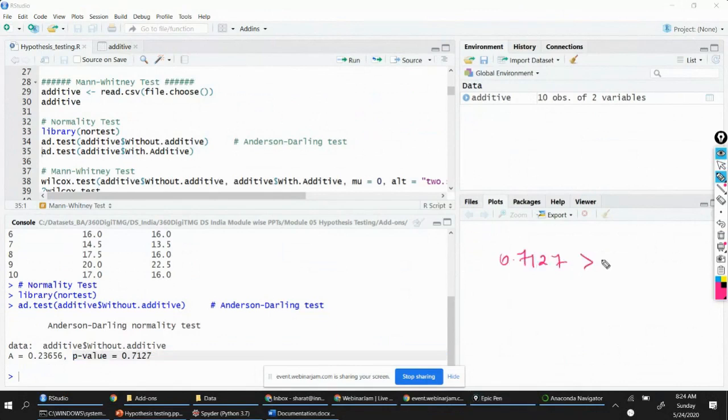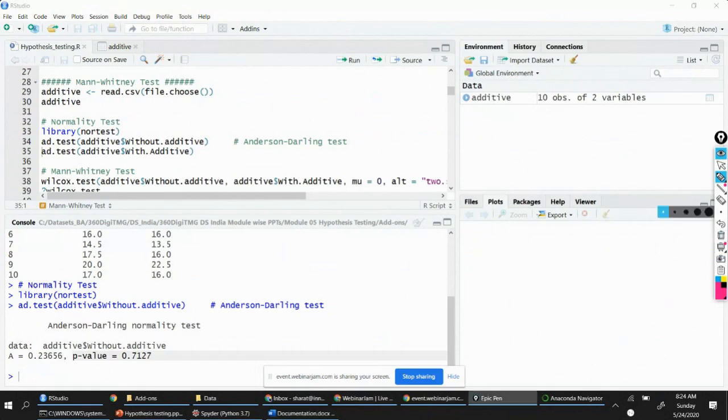0.7127 is greater than 0.6. So p high, null fly, which basically says fail to reject the null hypothesis. Right? We are failing to reject the null hypothesis. That means we go with the null hypothesis itself, which says the data are normal. Now, you might want to check this, right?